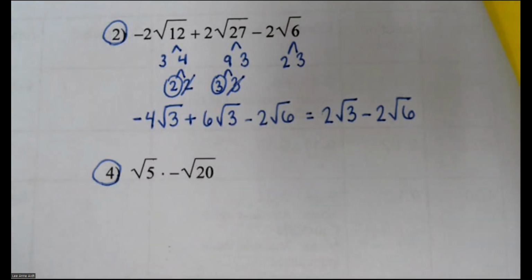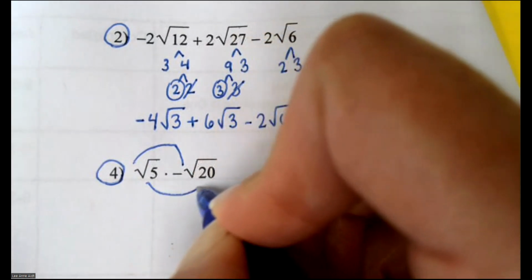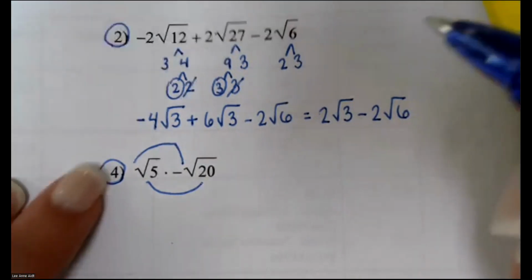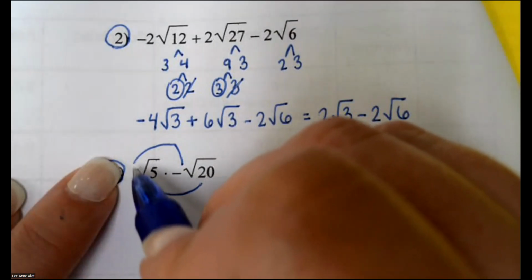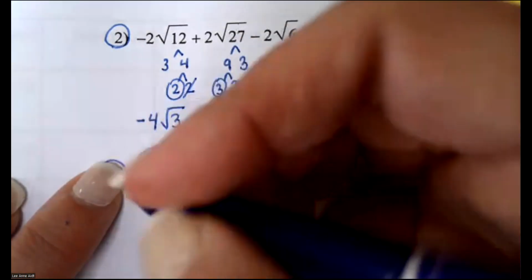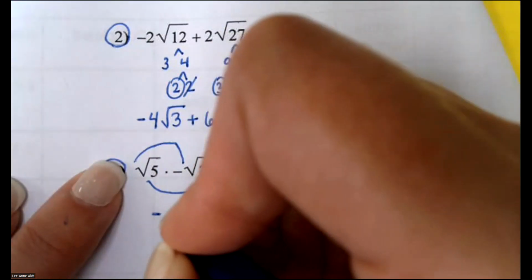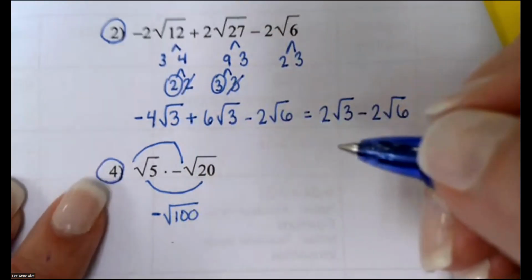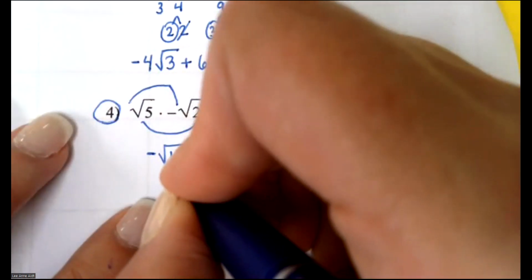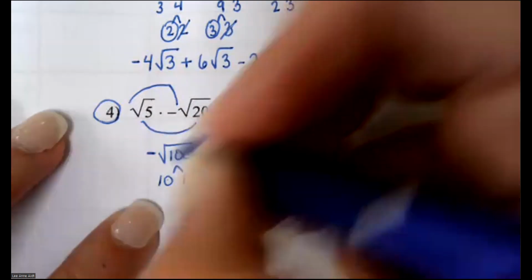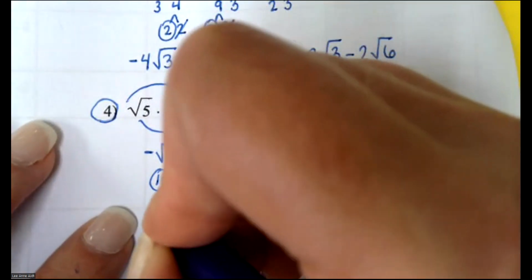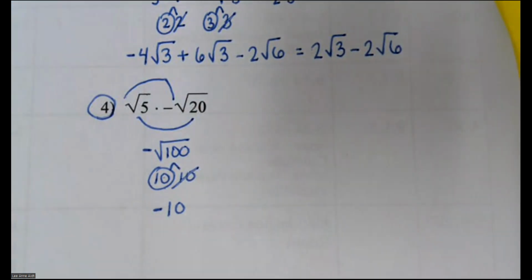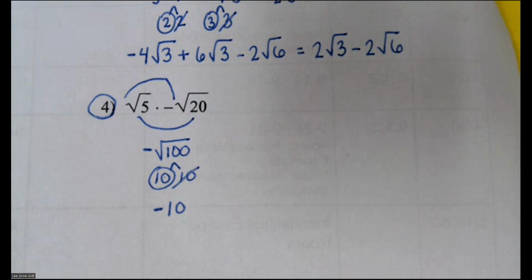Okay. Number 4. Multiply the outsides. Multiply the insides. There's a 1 out here that we don't write. So 1 times negative is -1, or just negative. And then 5 times 20 is 100. 100 is 10 times 10. Circle, cancel. -10. You guys probably already knew that the square root of 100 was 10 without doing the circle and cancel.